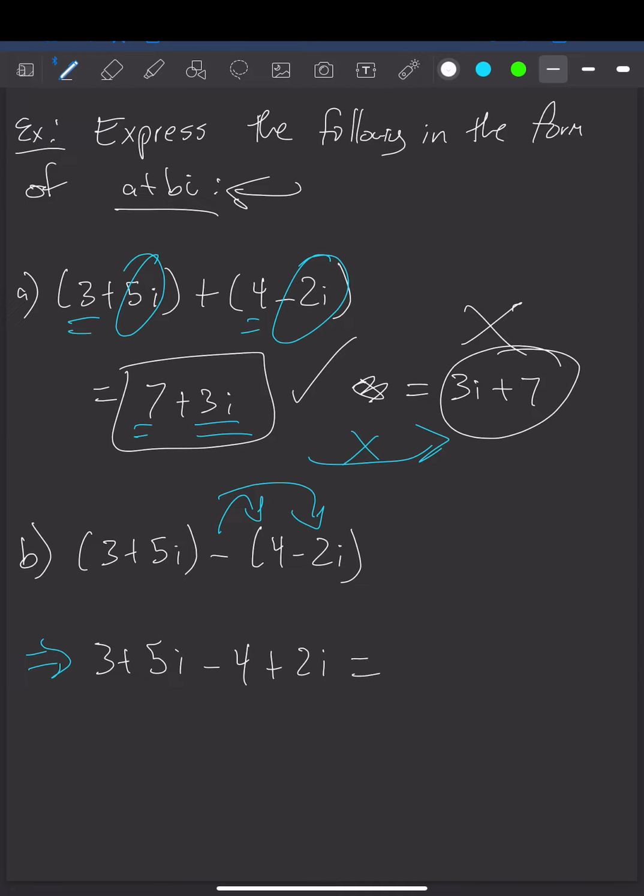And again, combine like terms. So the 3 and the negative 4 go together, and then the 5 and the 2 add up together. So you get, in your standard form, negative 1 plus 7i.